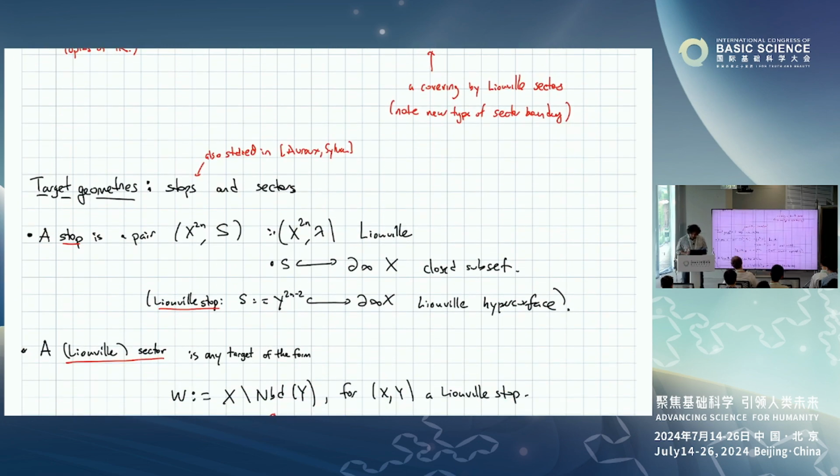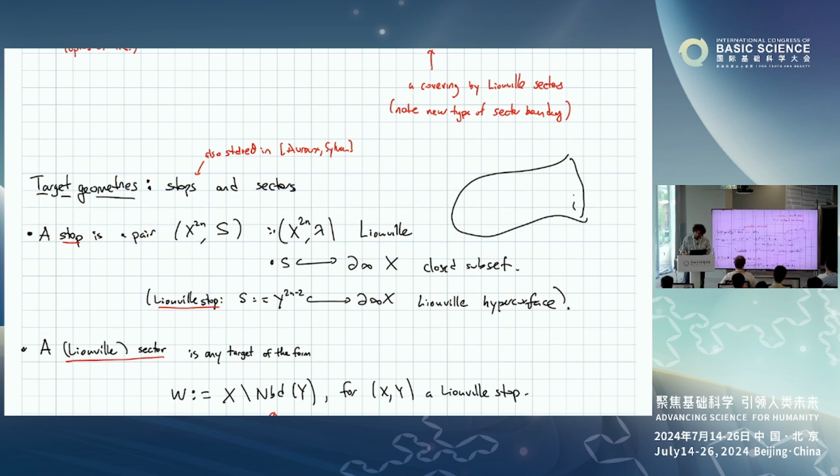Okay, so I'll now spend some time talking about what Liouville sectors actually are and how to think about them. So what are the new target geometries we introduce? Sectors are the gadgets I want to focus on, but I'll take a detour through this theory of stops, which is easier to say what they are. That's one of the reasons. Stops were also earlier studied by Roux and Sylvan. So a stop is just a pair of a Liouville manifold and some closed subset at infinity. So all I do is take whatever Liouville manifold I was interested in before, and I can put some data at infinity.